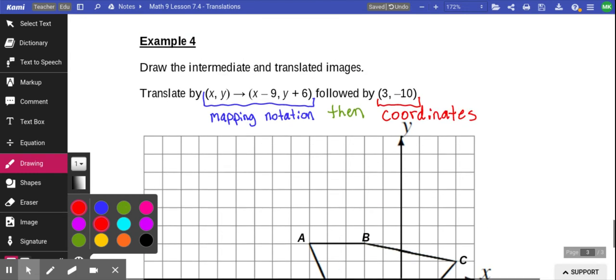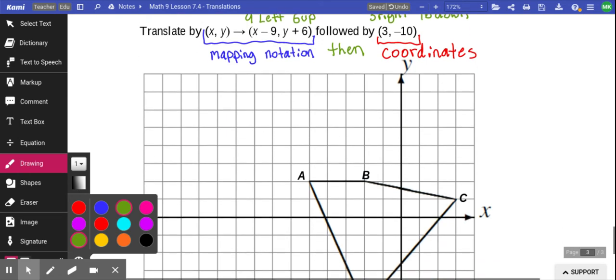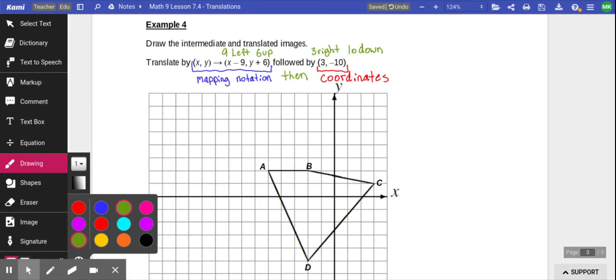Just a reminder, this means I'm going to take my shape and go 9 to the left and then 6 up. Then I'm going to follow it by 3 to the right and 10 down. Perfect. I want you to try that. So you're going to translate it and then you're going to translate it again.